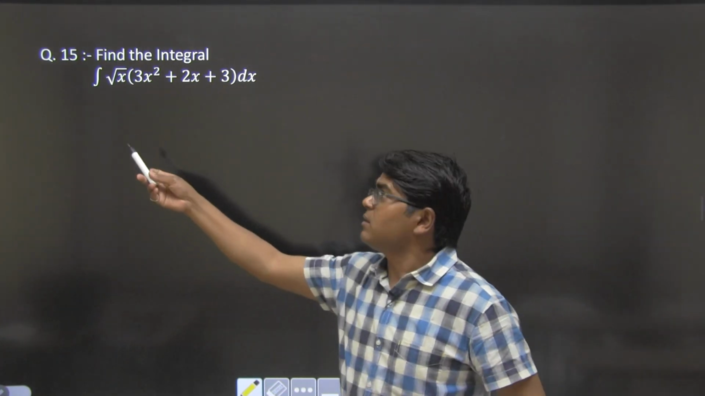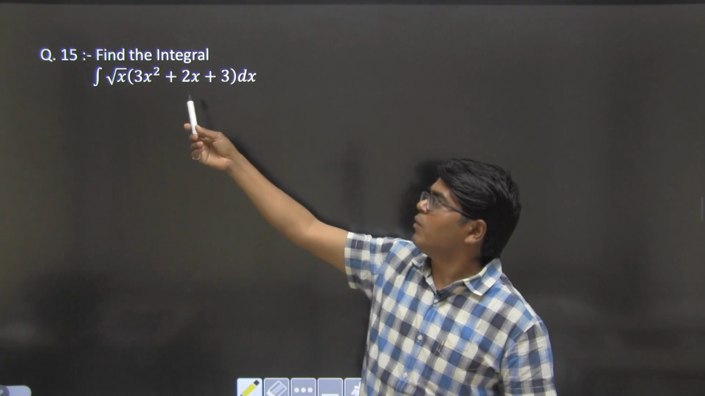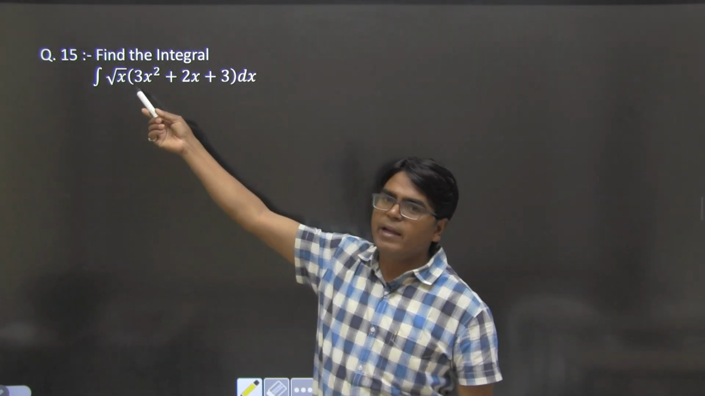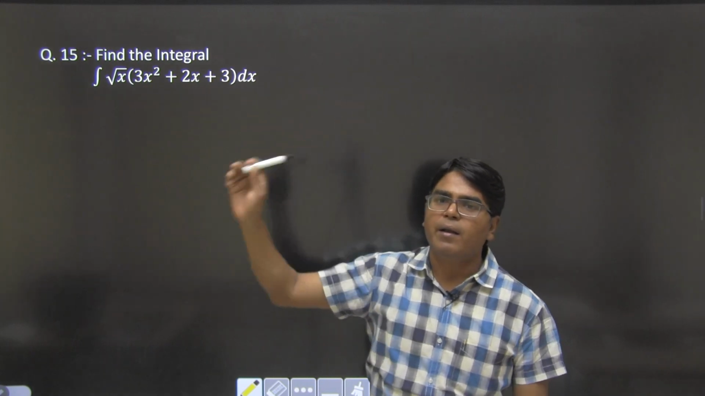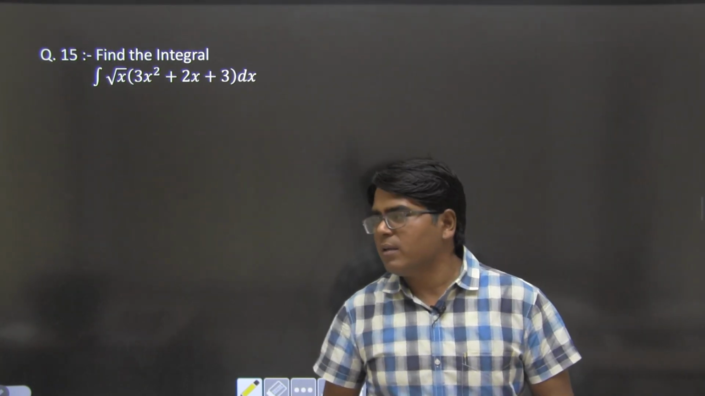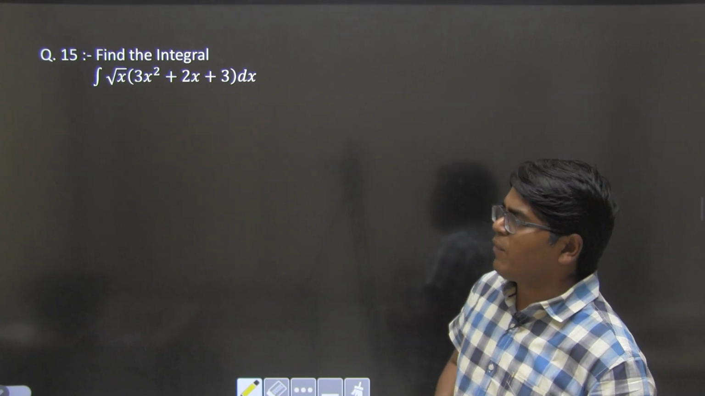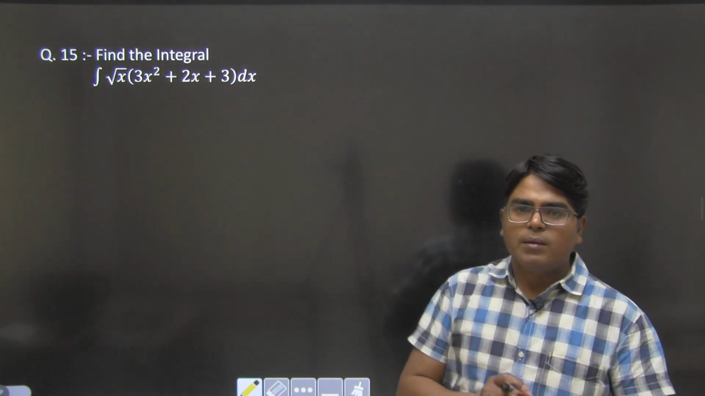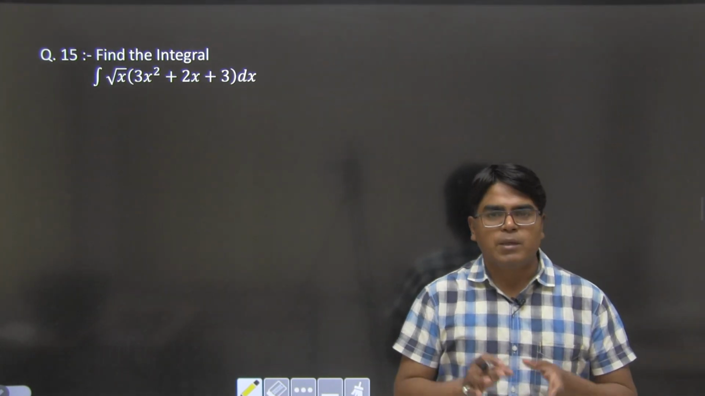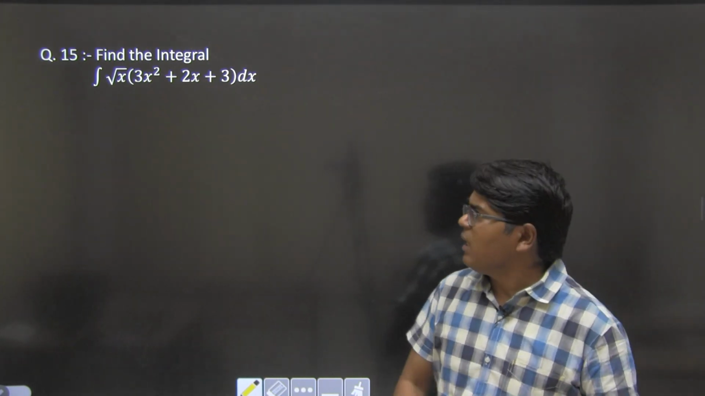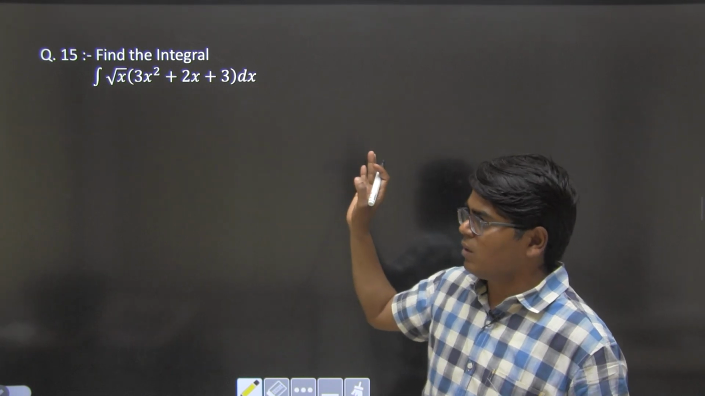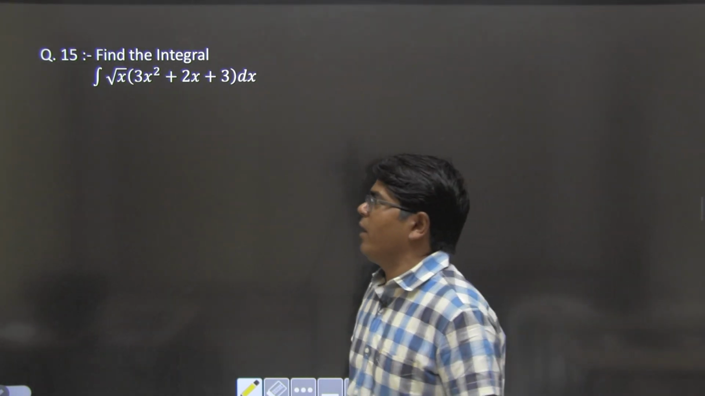This question says find the integral of √x (3x² + 2x + 3), right. So, how to do it? Just simplify it first. Simplify the expression first, then you can easily solve this question, right. So, let us do it.